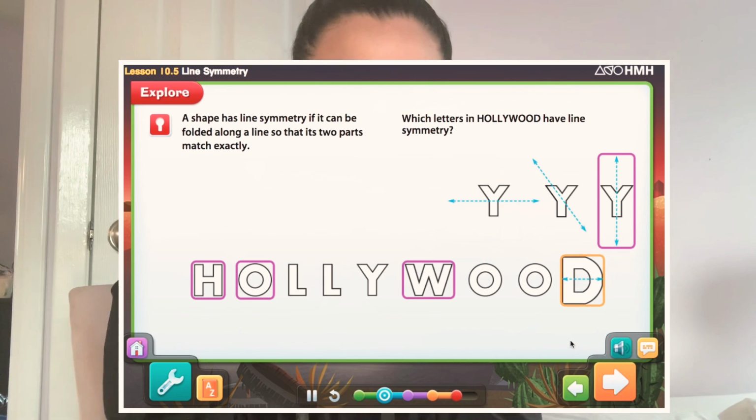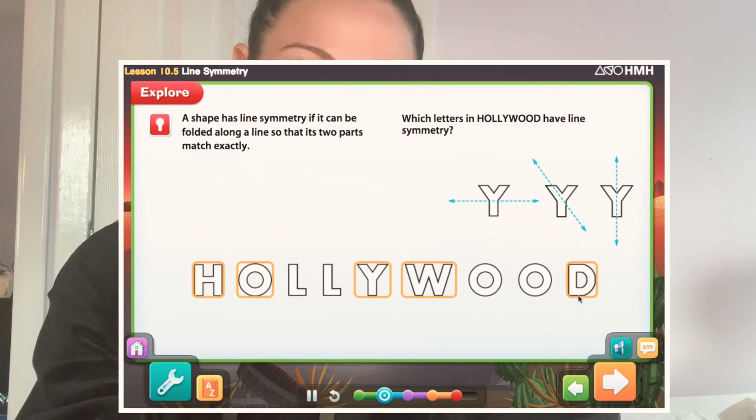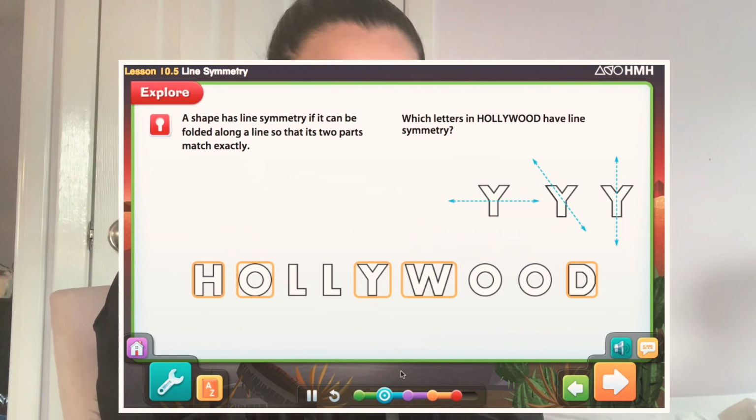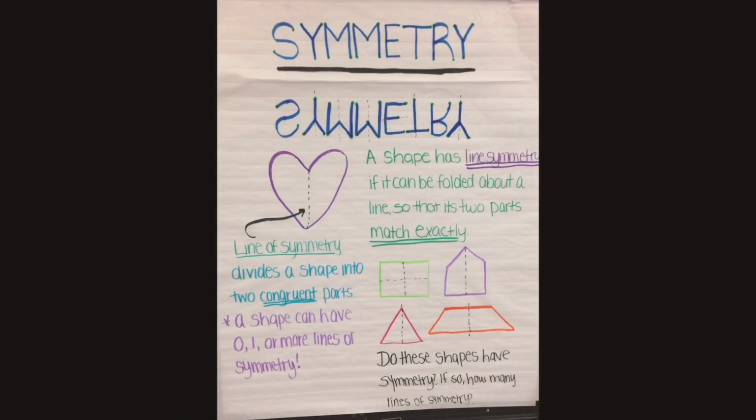Lastly, let's look at the letter D. What do you guys think? Can you fold it to show a line of symmetry? You can fold it in half horizontally, meaning the top and the bottom will match exactly. But you also can see on the letter D, one side is curved and one side is straight. So that should already tell you those don't match. They don't look exactly the same. So can you start thinking of maybe some clues about lines of symmetry or how you know if a figure is symmetrical?